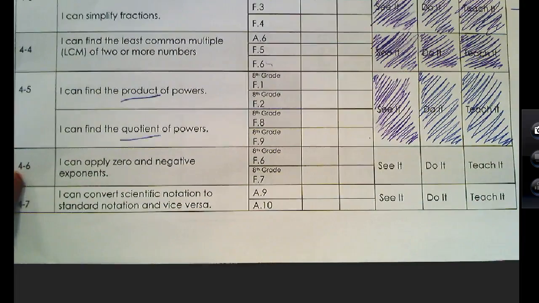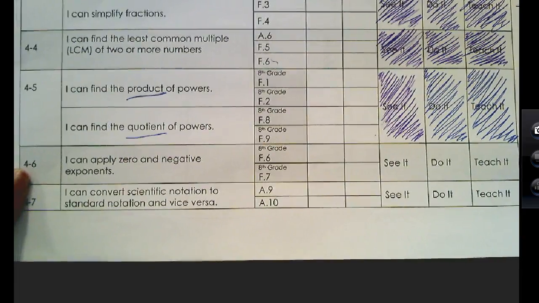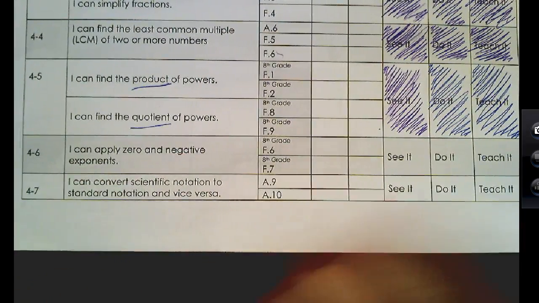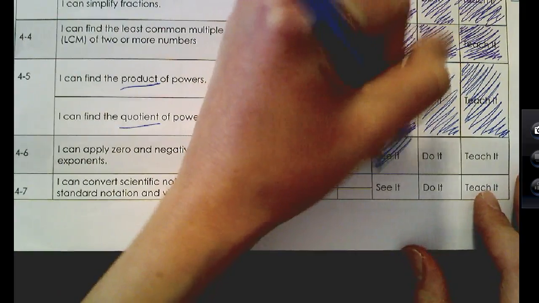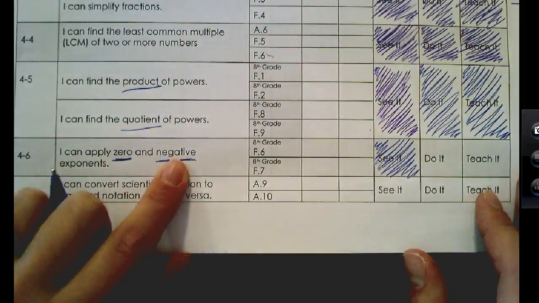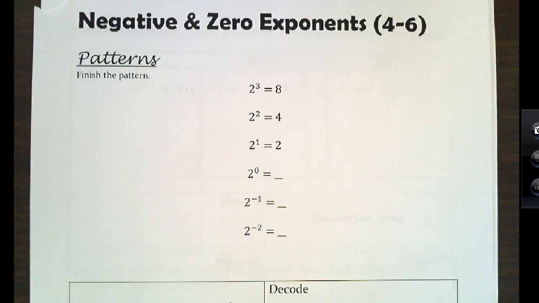And put your pinky where it says 4-6. We're going to read this out loud together. Ready? 4-6 says, I can apply 0 and negative exponents. So go ahead and shade in the see it there. In today's lesson, we're learning about what to do when we have an exponent of 0 and what to do when we have negative exponents. And then flip in your notes to 4-6.